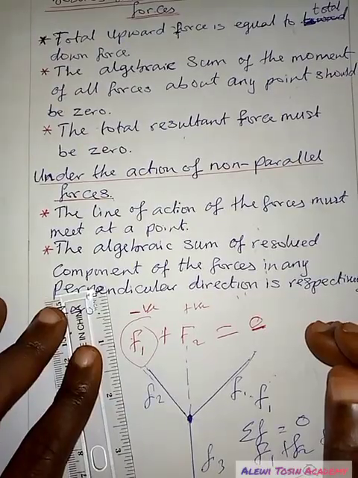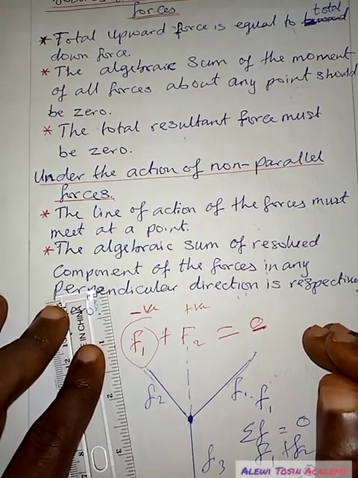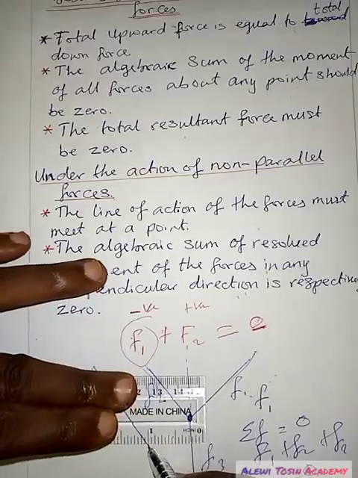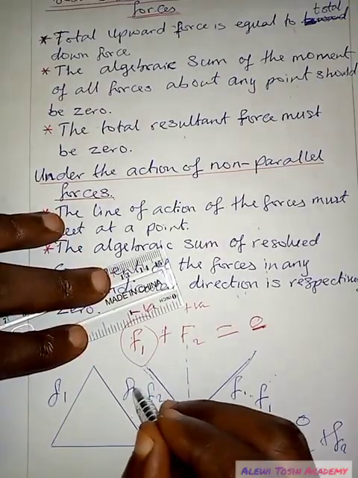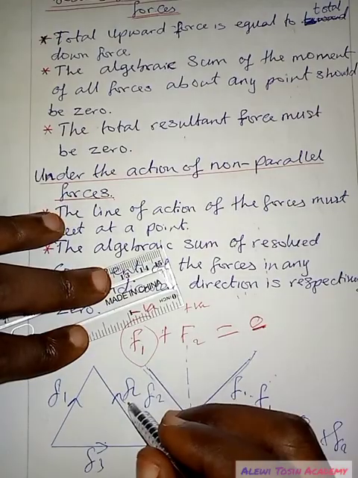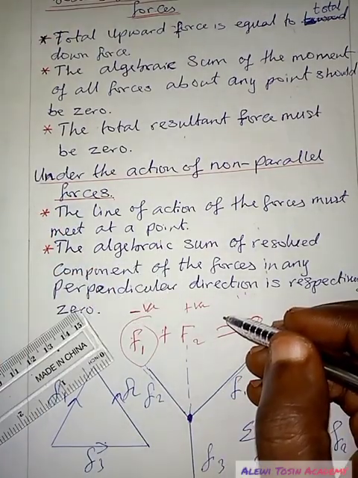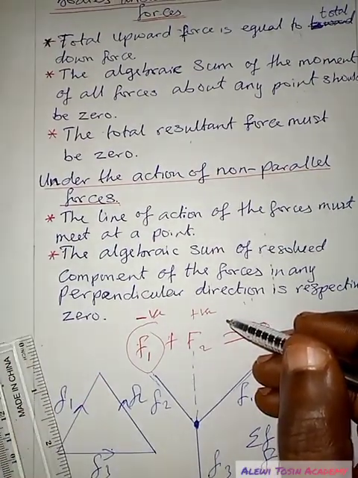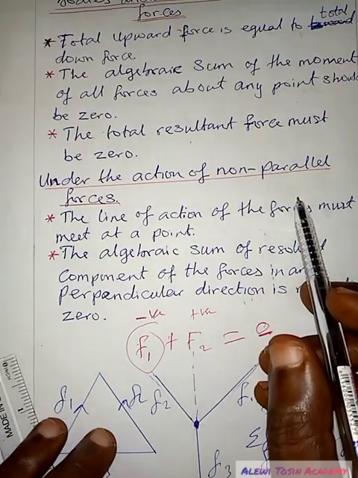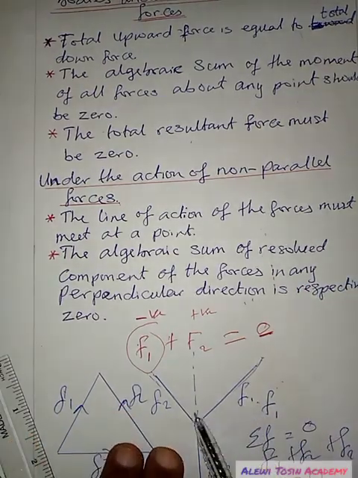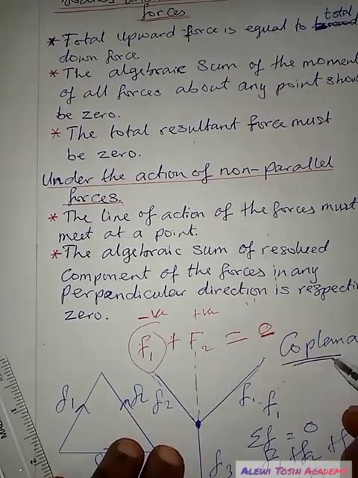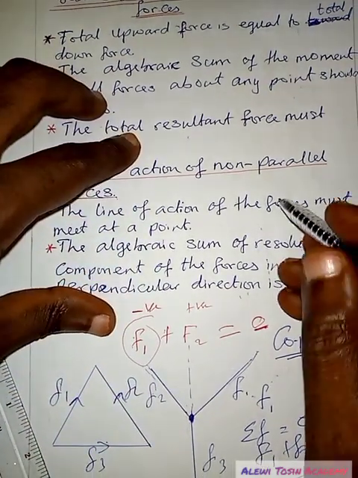And the forces can be represented in magnitude and direction by the sides of a triangle taken in order, where this is F1, this is F2, and this is F3. So those are the conditions for equilibrium of rigid bodies under the action of parallel forces, under the action of non-parallel forces, and also the conditions for equilibrium of three non-parallel coplanar forces.